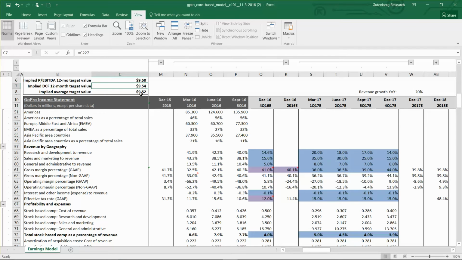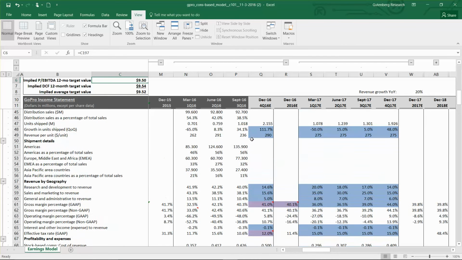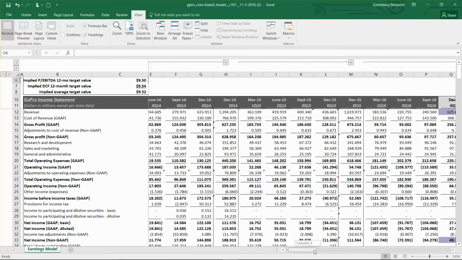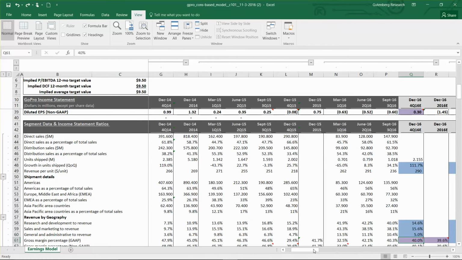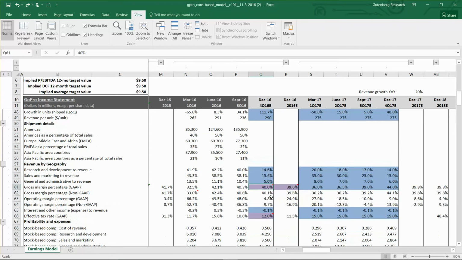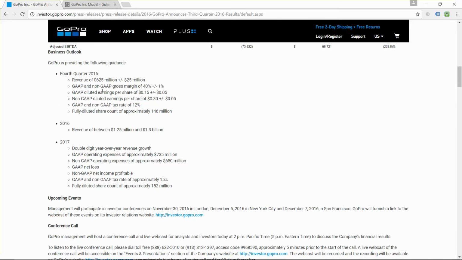Now, keep in mind that our price to EBITDA valuation is based on our adjusted 2018 EBITDA. So if you change things in the next couple of quarters, it's not going to actually show up in the multiple valuation, but it will show up in the discounted cash flow valuation. So let me actually undo that because I want to keep this at the midpoint of management's range. So 40% gross margin, diluted EPS of 15 cents. We're going to come back to that.